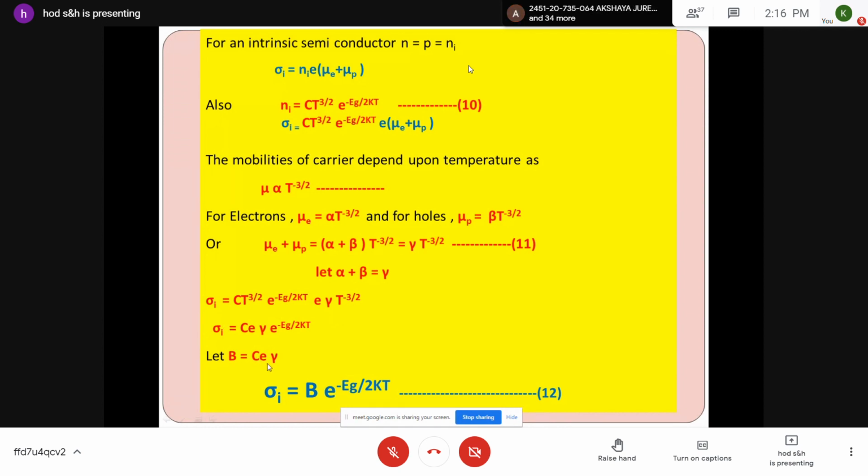Let B is equal to Ce gamma, then sigma I is equal to B e to the power of minus Eg by 2kT, equation 12. This actually represents the conductivity of an intrinsic semiconductor. Just take the screenshot.